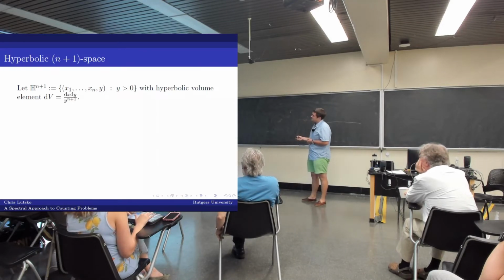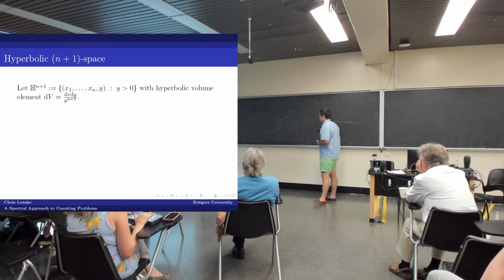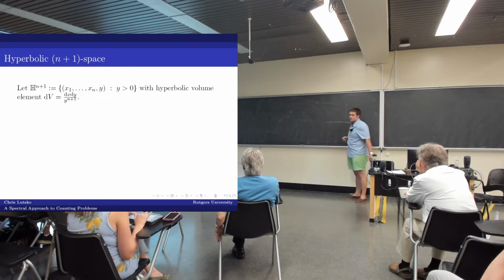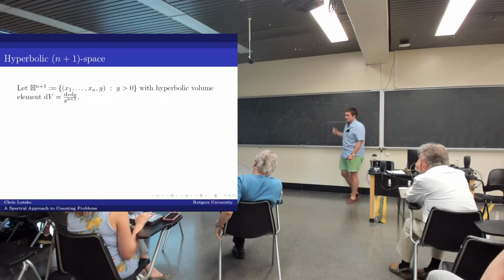We have this volume element where you're dividing by y squared. In this case, we divide by y squared, which means that the metric blows up as you get down to the boundary, and the metric goes to 0 as you go up. It pulls things together once you go up.